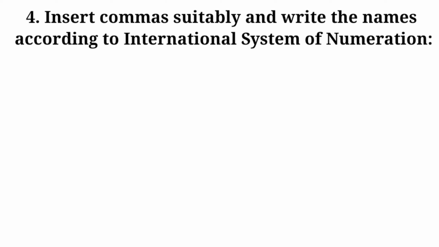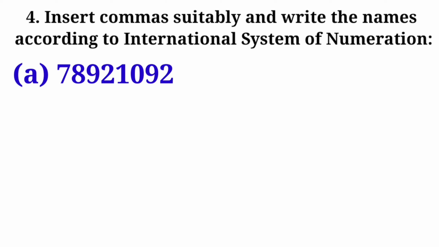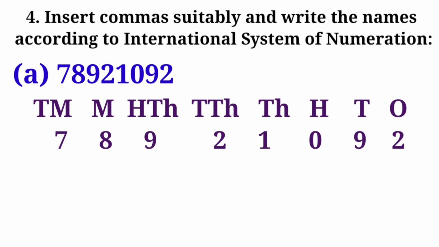Now question number 4 is insert commas suitably and write the name according to the International System of Numeration. Now you are asked to write the name in the International System. So question number A is given. Now you will form the international place value chart table. So 2 will come in ones place, 9 in tens place, 0 in hundred place, 1 in thousand place, 2 in 10,000 place, 9 in 100,000 place, 8 in million place, and 7 in 10 million place.